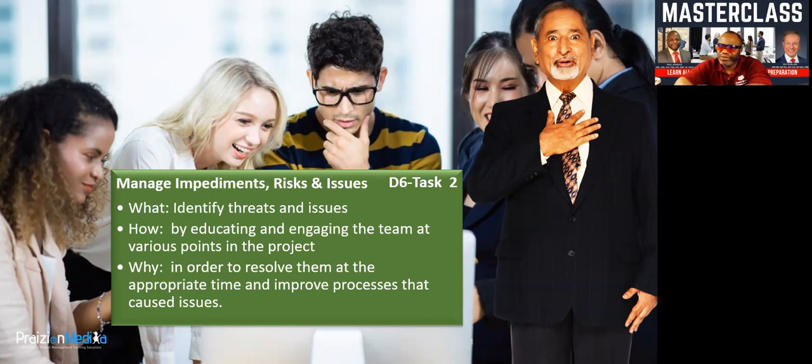So what are we trying to do? Identify threats, negative risks, that is, and issues that are happening right now. How? By educating and engaging the team at various points in the project. Why do we want to do this? In order to resolve them at the appropriate time and improve processes that caused issues.